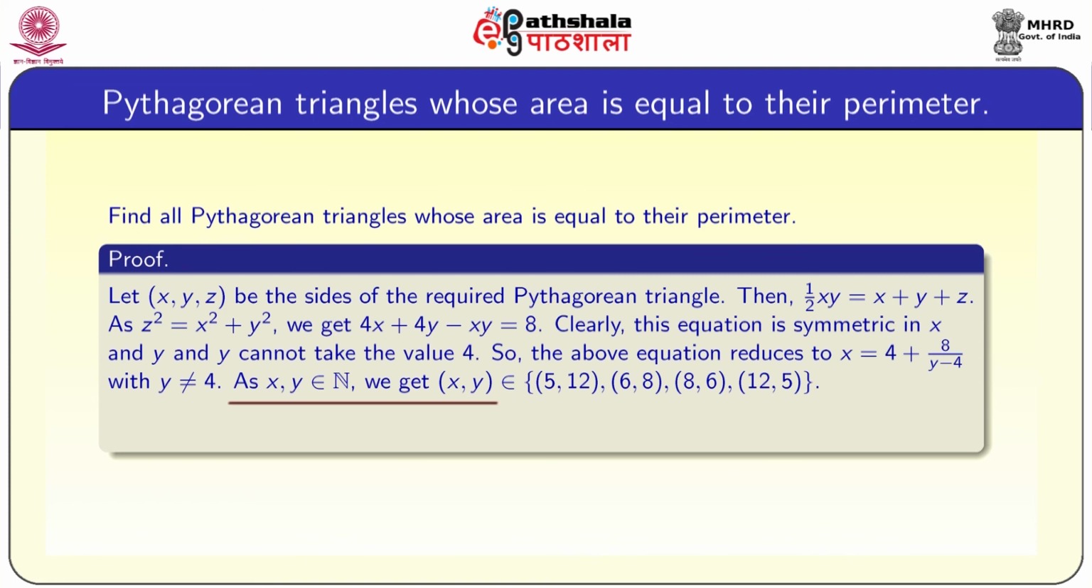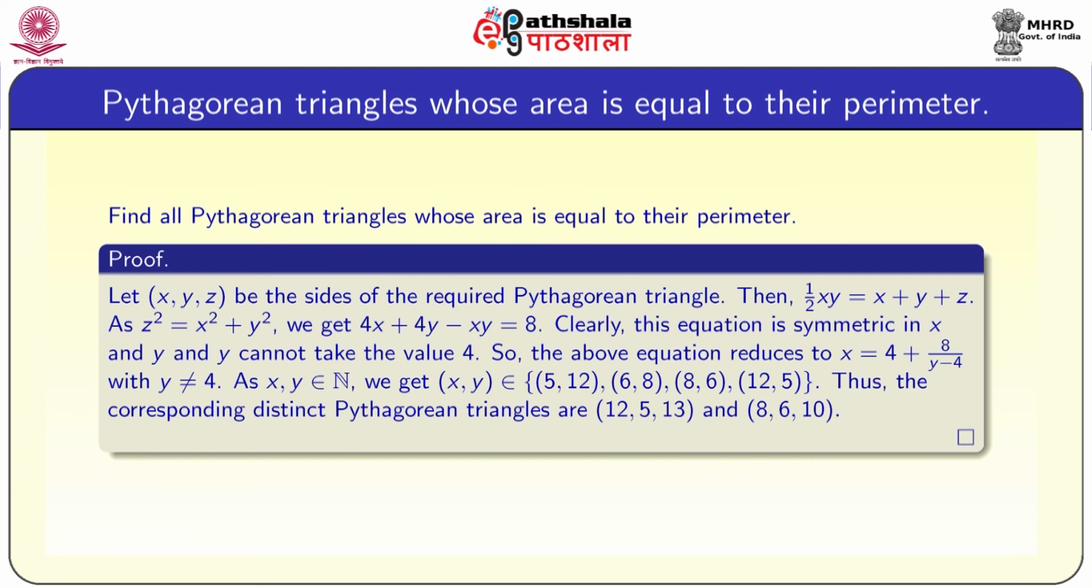As x, y are natural numbers, we are going to get x, y as 5, 12 or 6, 8 or 8, 6 or 12, 5. So, we have 4 solutions, that means 4 values for x and y. x and y can be 5, 12 or 6, 8 or 8, 6 or 12, 5 to get the Pythagoras triangle whose area is equal to its perimeter. And thus the corresponding distinct Pythagoras triangles are only 2, that is 12, 5, 13 and 8, 6, 10. And further one can see that 8, 6, 10 is not a primitive Pythagoras triple, whereas 12, 5, 13 is a primitive Pythagoras triple.